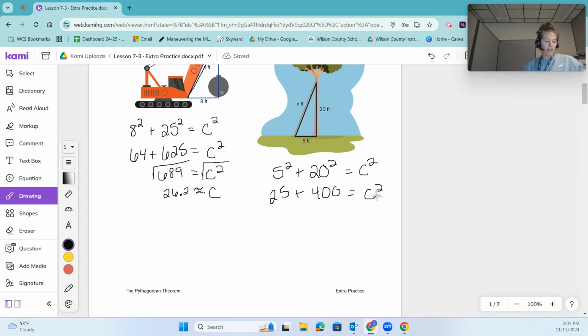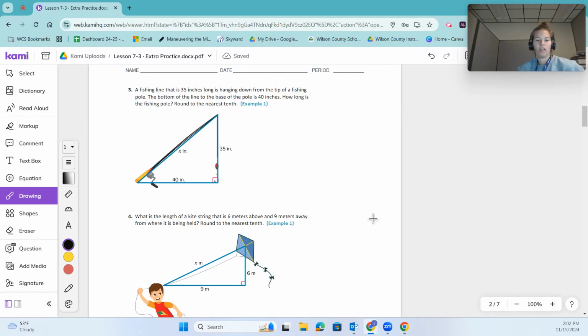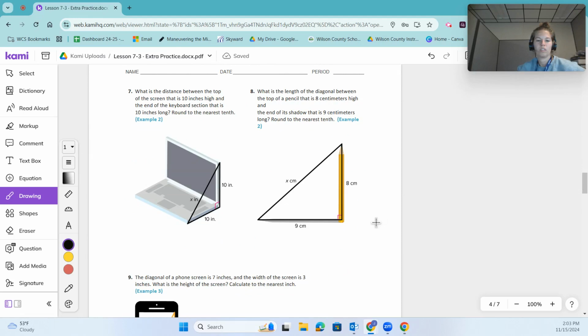So 425 equals c squared. Now I'm going to find the square root of 425, and that gives me approximately 20.615. Because it says round to the nearest tenth, I'm going to do 20.6, which is approximately C. So it is approximately 20.6 feet. All right, there are 2 more for you to try on your own, like that.